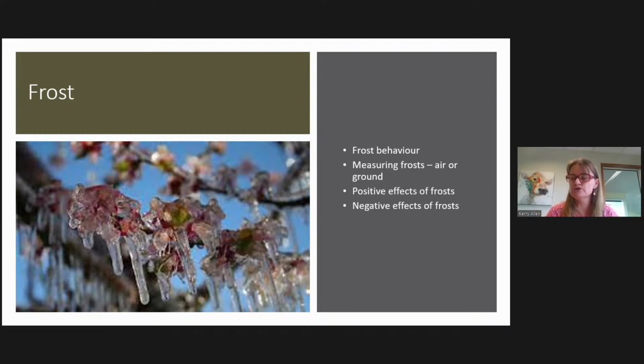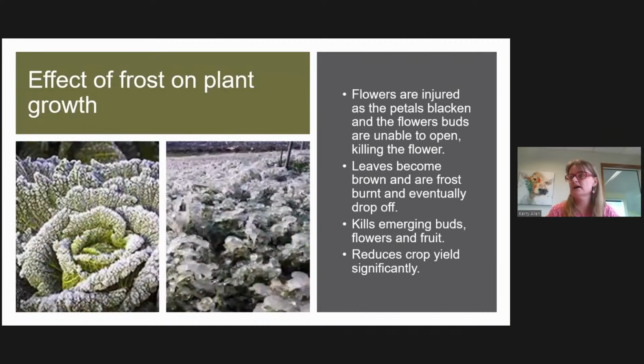So we do have some positive effects of frost, such as it gets rid of pests and diseases, and so therefore there'll be less of those. But the negative effects are that it affects the plants. If a frost has occurred, often it will burst the cells in the plant, and so therefore they're injured, and it will flacken off and die. Flower buds won't open, flowers may be killed. This is dependent on the time of the year of when that frost is.